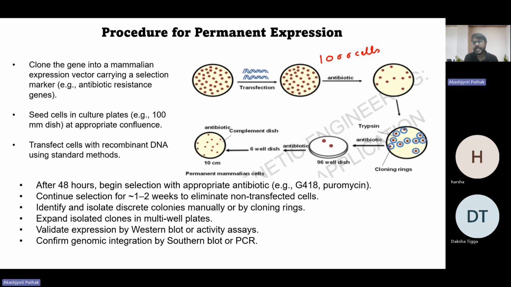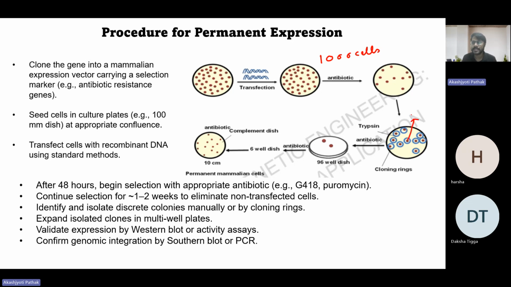Now, what is done then? Cloning rings are added. Why are these cloning rings added? You have to check which of these clones, which of these colonies, is able to express your protein of interest. So cloning rings are added so that the mammalian cell can grow separately and you can isolate it.